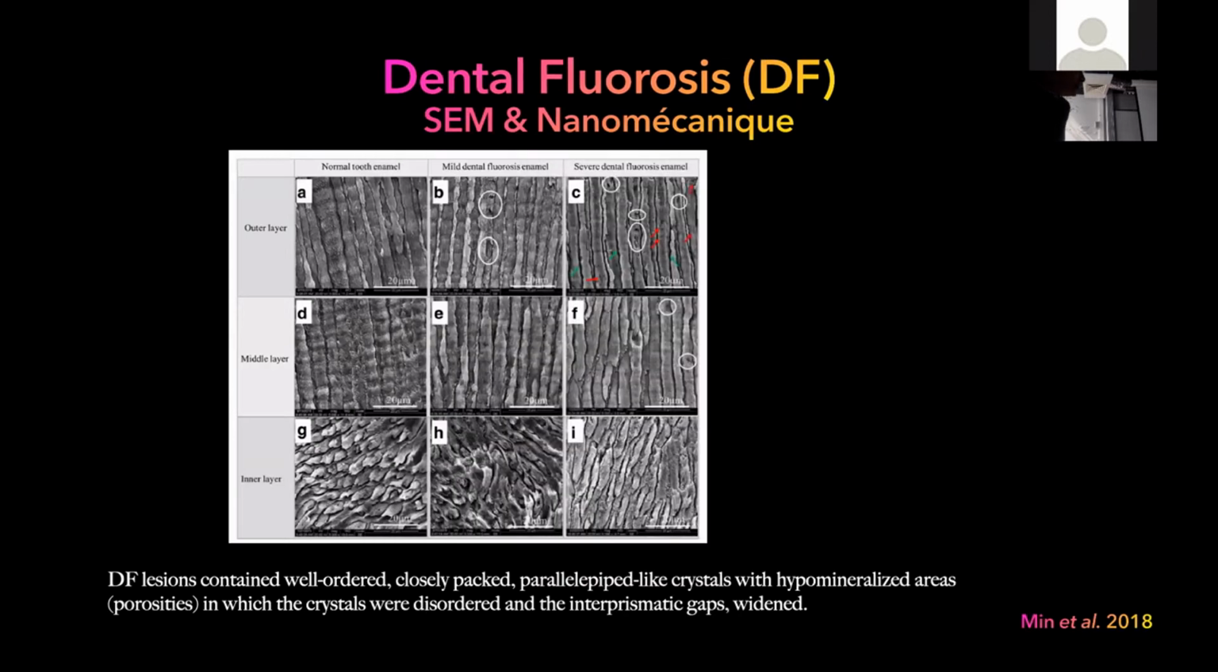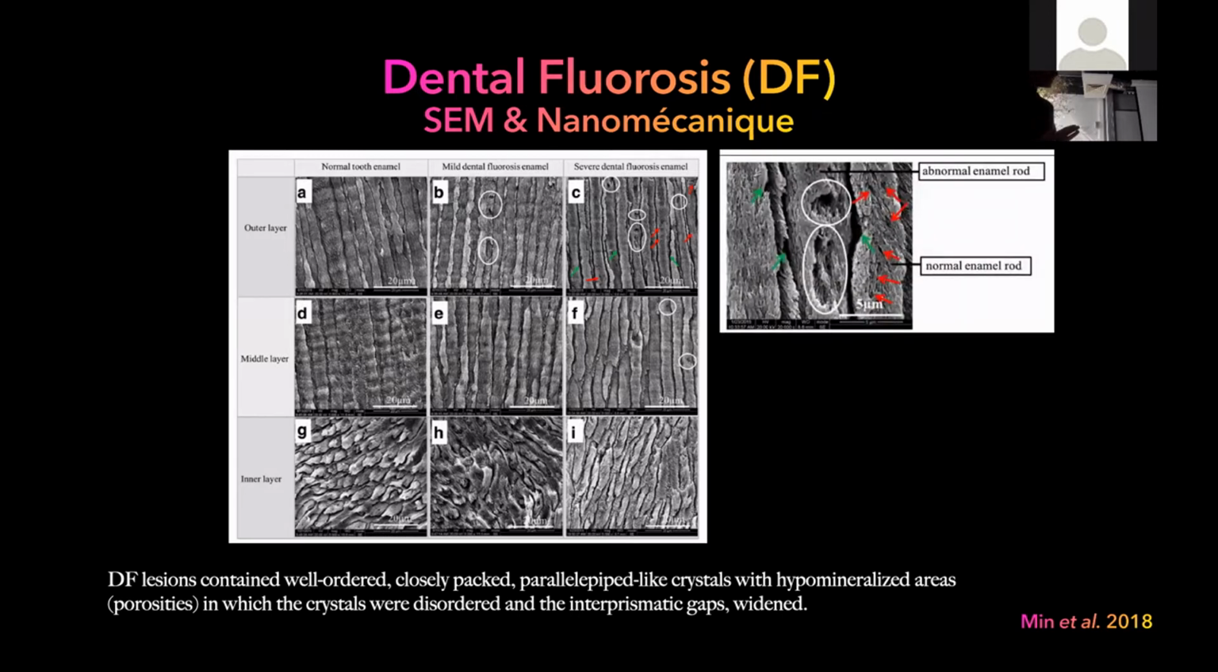What about the ultrastructure of this enamel? We have a lot of data from the literature. For example, Min and collaborators in 2018 showed that dental fluorosis lesions, in comparison with MIH, do not disturb the organization of prisms and do not involve a lot of organic matter. So in this pathology, we have well-ordered prisms.